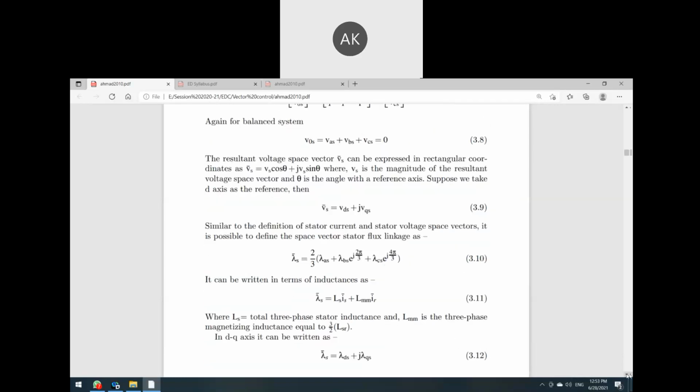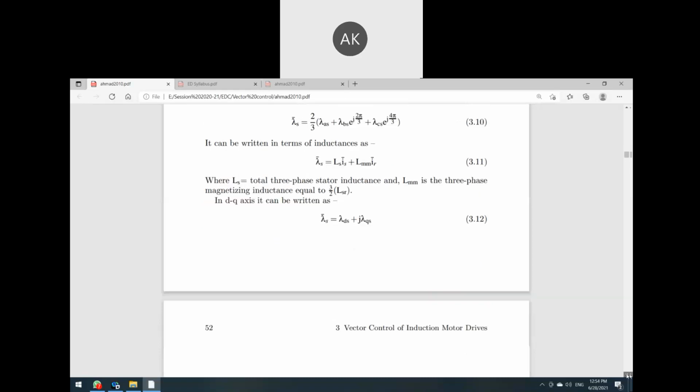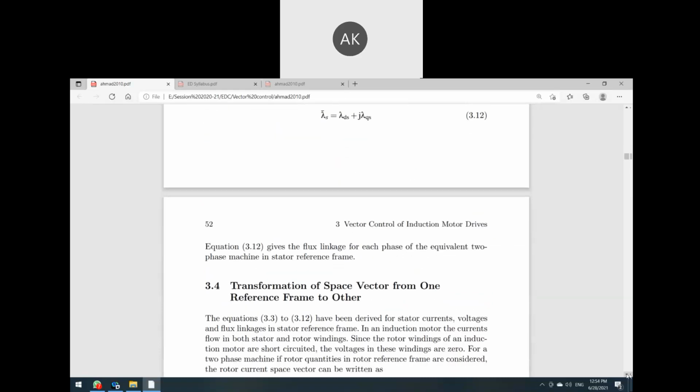As we know, lambda s is equal to 2 by 3 times lambda as plus lambda bs e raised to power j 2 pi by 3 plus lambda cs e raised to power j 4 pi by 3. In terms of inductance, we can write lambda s equals Ls into Is plus Lm into Ir. Ls is the total three-phase stator inductance, and Lm is the three-phase magnetizing inductance. Or in the dq reference frame, lambda s is equal to lambda ds plus j lambda qs. So this is all about the space vector.